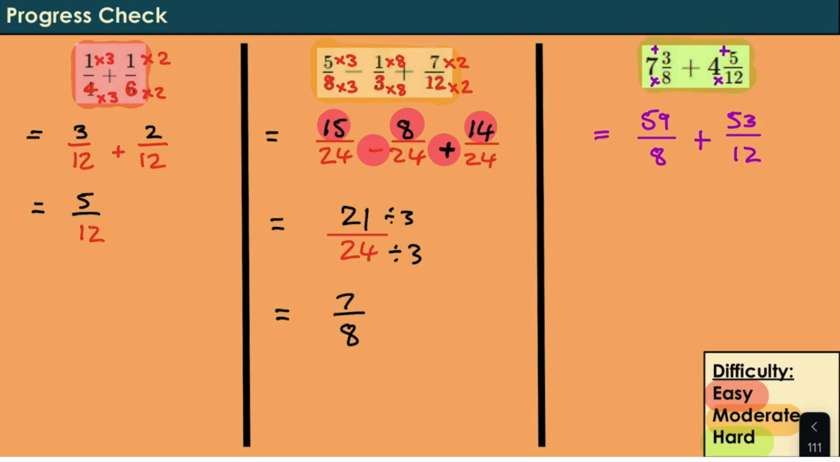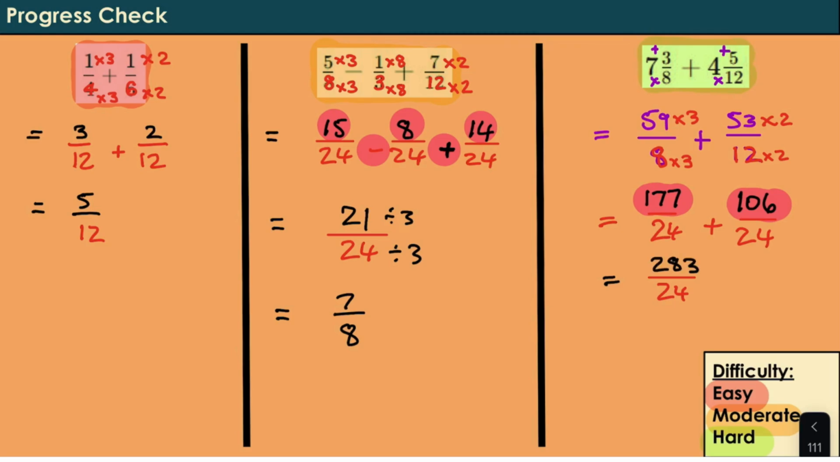Now, we look at our denominators, 8 and 12. The lowest common denominator is 24. 8 I multiplied by 3. What I do on the bottom, I do on the top, 177. 12 I multiplied by 2. What I do on the bottom, I do on the top, and I get 106. Keep my 24 on the bottom. Add 177 and 106, that will be 283. Then I convert that improper fraction back to a mixed number.